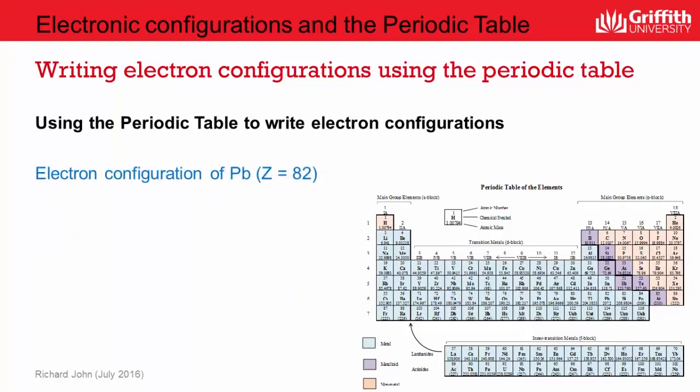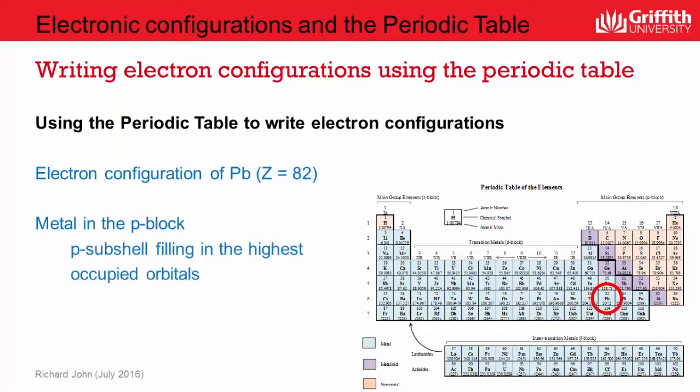So let's use the periodic table to write the electron configuration of lead, which has an atomic number of 82 and therefore has 82 electrons in the neutral atom. Now, lead sits at the bottom right part of the periodic table. It's a metal in the P block, which means it has P subshell filling in the highest occupied orbital, and it's in period 6 and group 14, or group 4A.